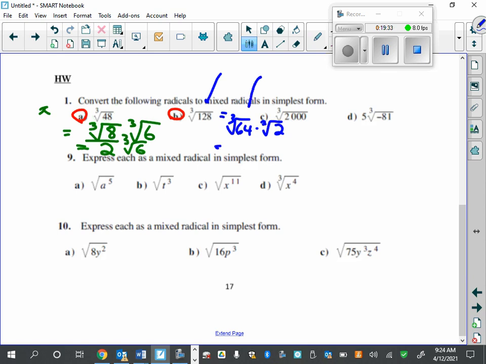Now it's the cubic root of 64, not the square root of 64. So it's not 8, it equals, what, somebody? 4. Good.